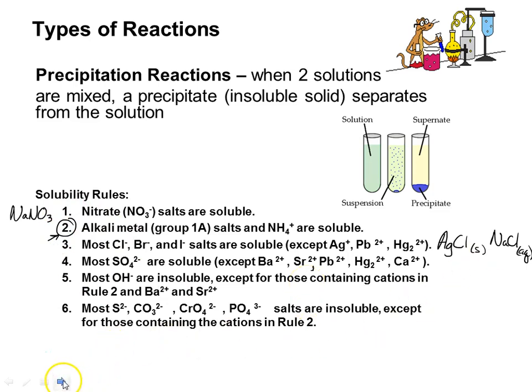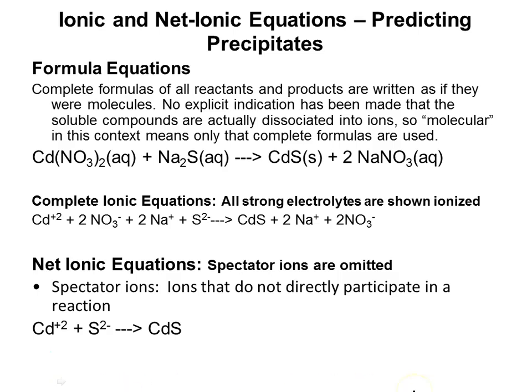Again, guys, just memorize these, okay? It's going to be super, super helpful, and you'll thank me later when the AP test rolls around, so just memorize these. Alright, so now that we can figure out what the precipitates are going to be, we're going to work on writing a net-ionic equation.